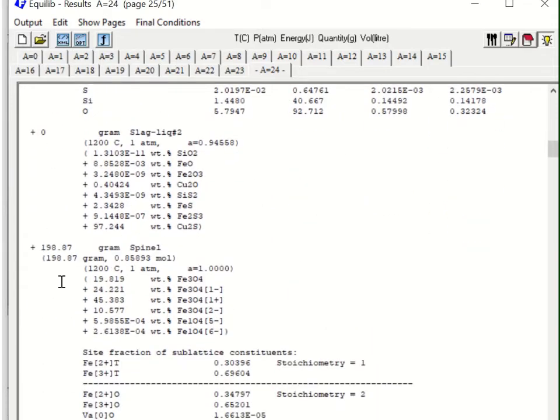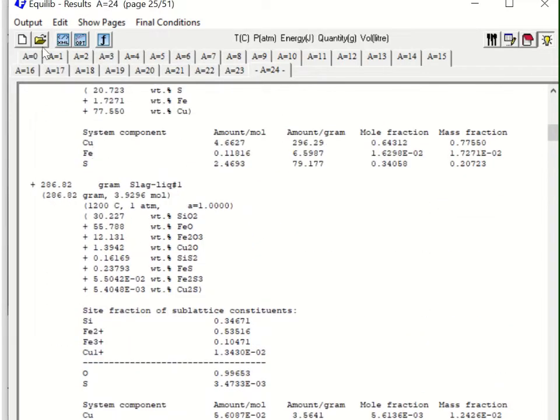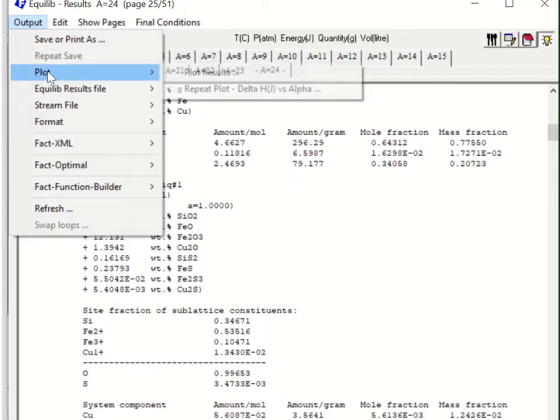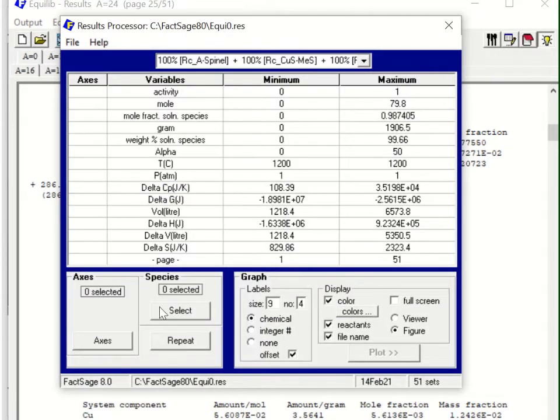And the more problematic one is this one. You have too much solid spinel phase, which is not very good for your tapping process. So we have to check the best condition. One of the easiest ways to do it is to go to output, plot the result. So I want to see the overall phase change.